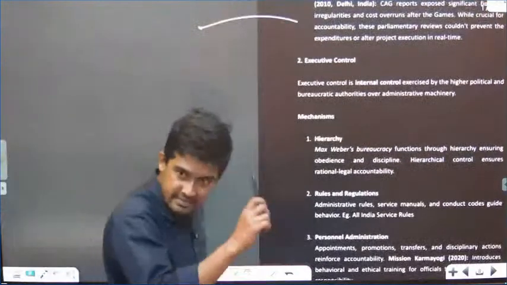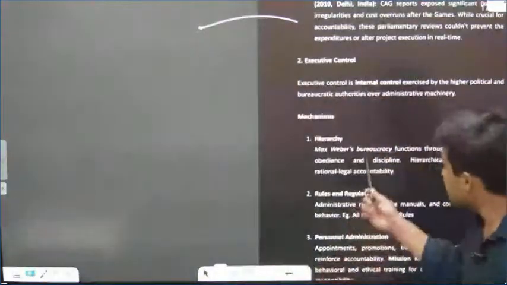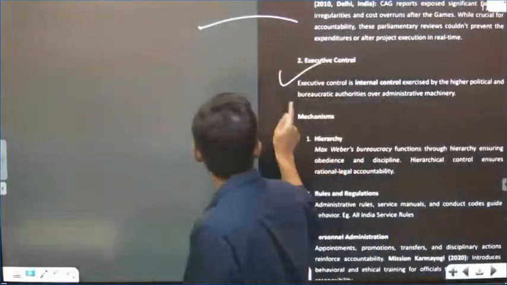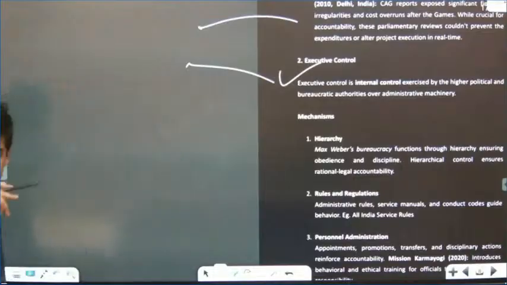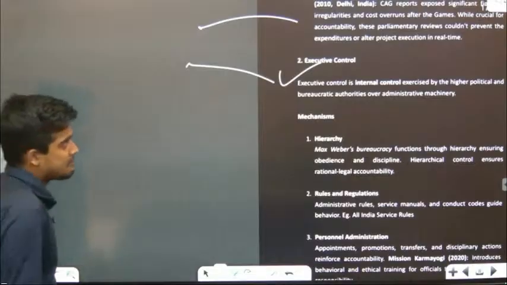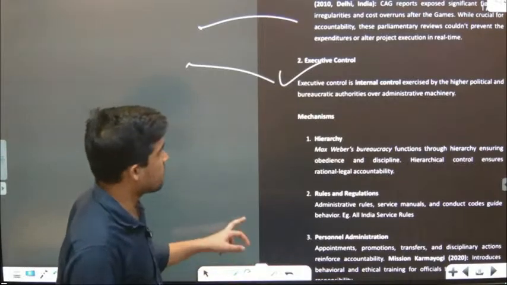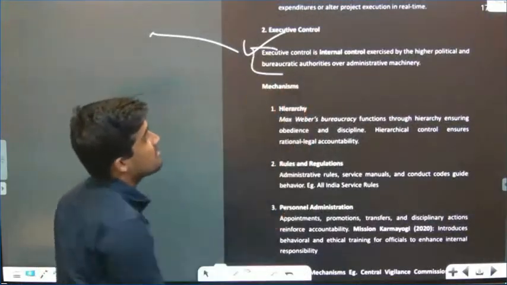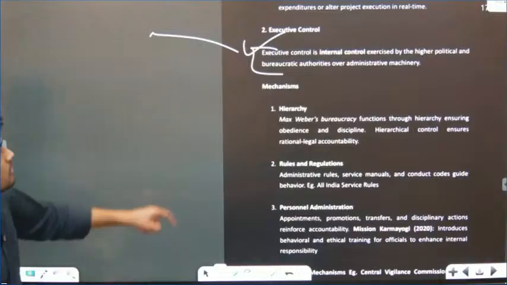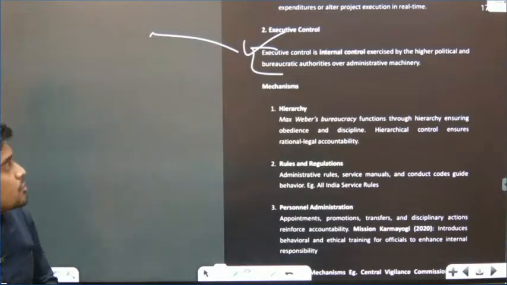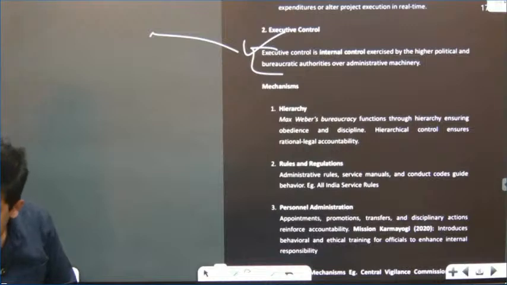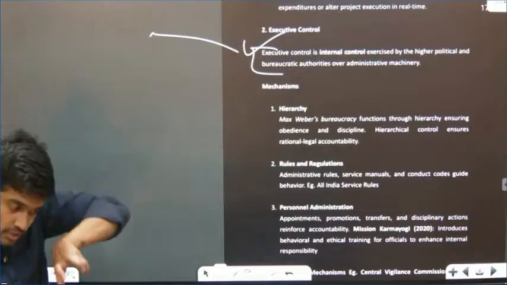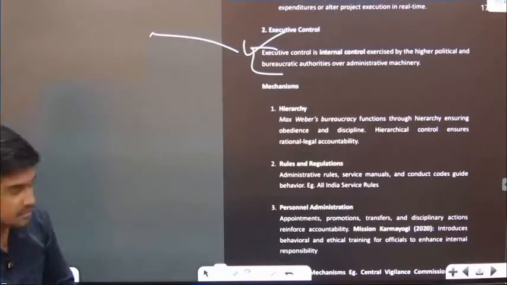Then comes the second point. First was legislative control, the first form of control. Second is executive control, executive control over the administration. That means the political executive controls the permanent executive. Executive control is an internal control, don't you think? It is exercised by the high political and bureaucratic authorities over the administrative machinery. For example, the cabinet secretariat. That's a high bureaucratic authority, so it controls the lower administrative setups.